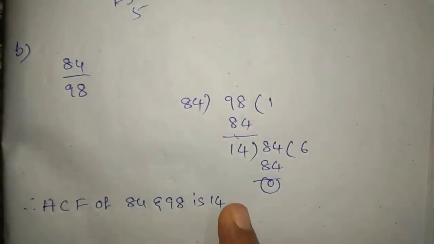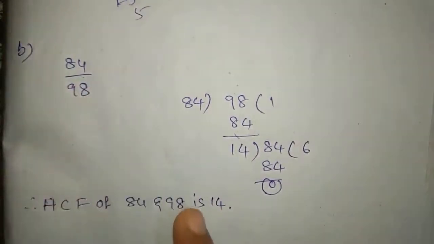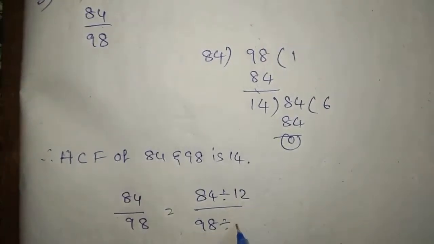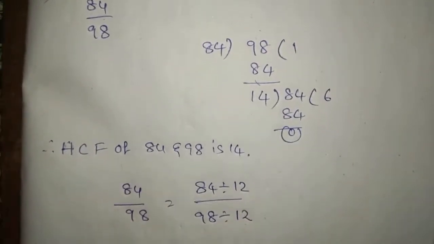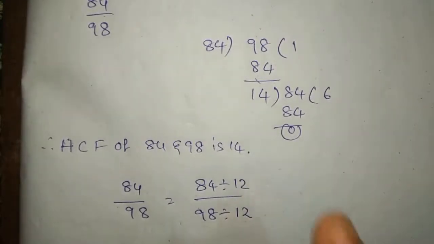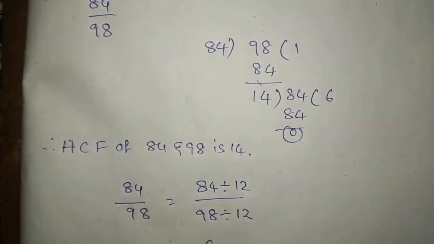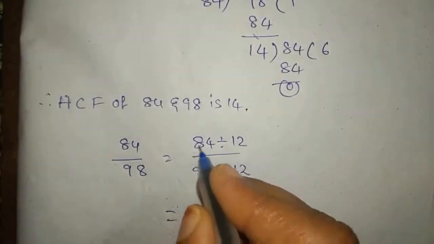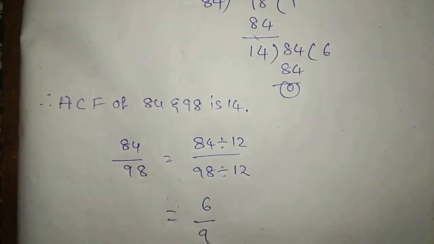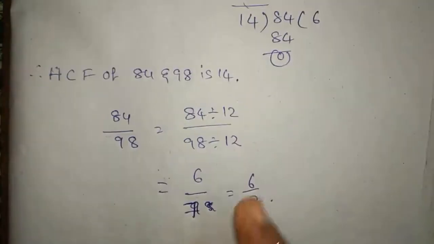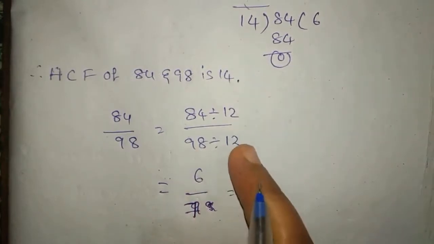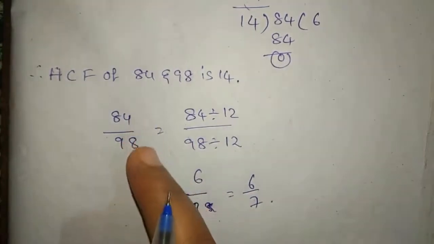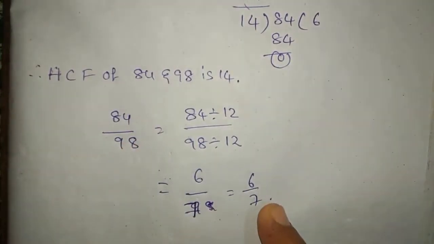Now we divide both numerator and denominator by the HCF 14. 84 by 14 is 6, and 98 by 14, that is, 14 sevens are 98. Sorry, 98 by 14, that is called 14 sevens are 98. So the simplest form of 84 by 98 is 6 by 7.